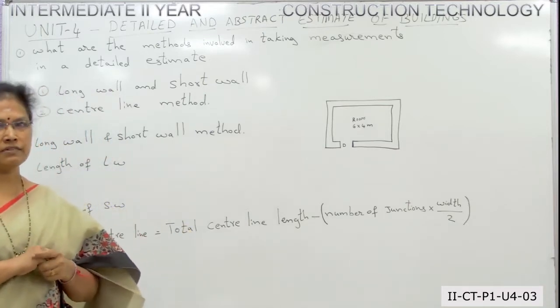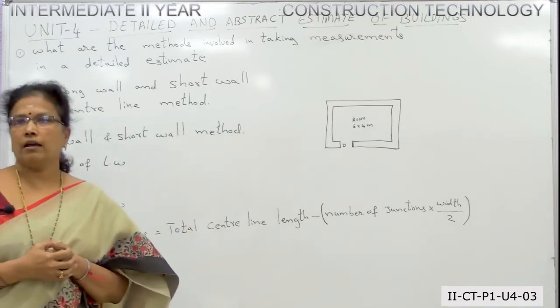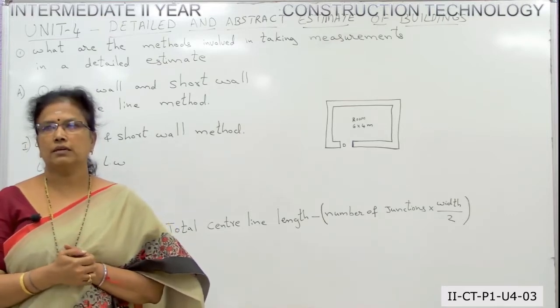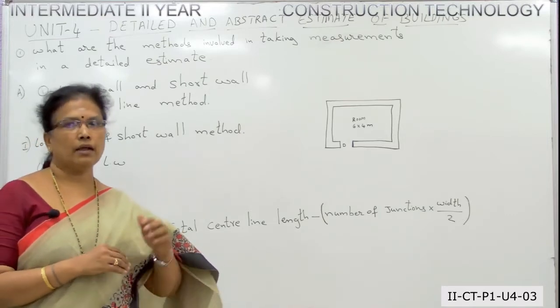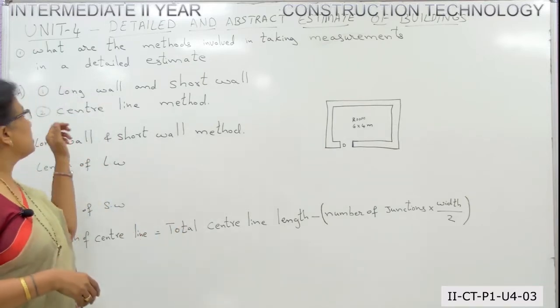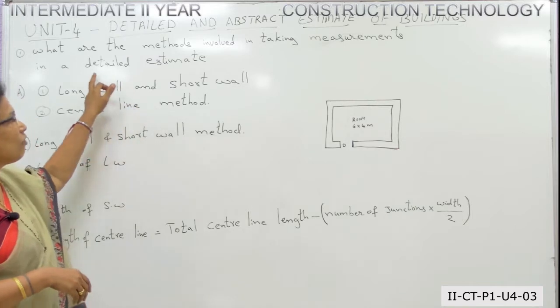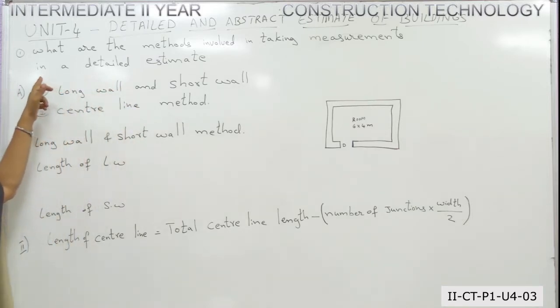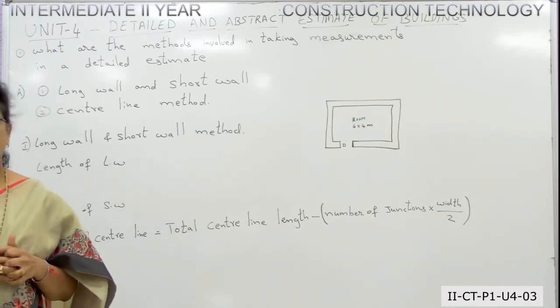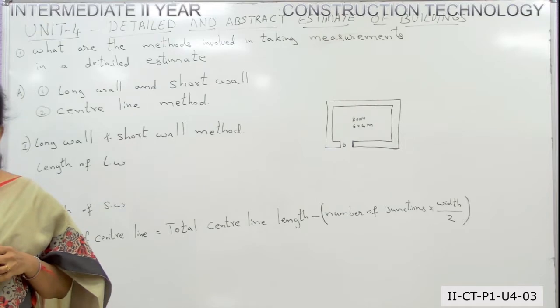So here comes the first problem. We have already given an introduction about this chapter in the previous part 1, and now I'm directly going to the problem. What are the methods involved in taking measurements in a detailed estimate? What methods are there to take out the quantities in a building estimate?